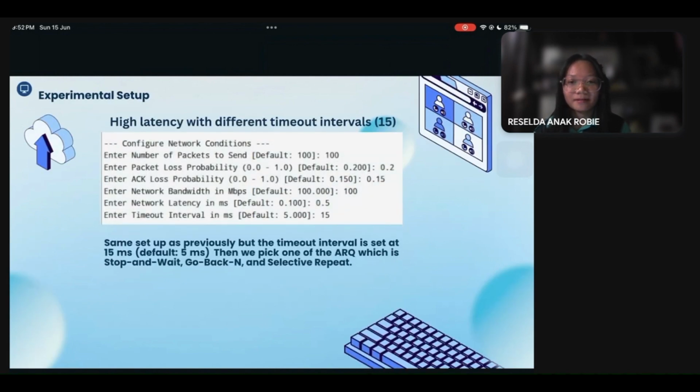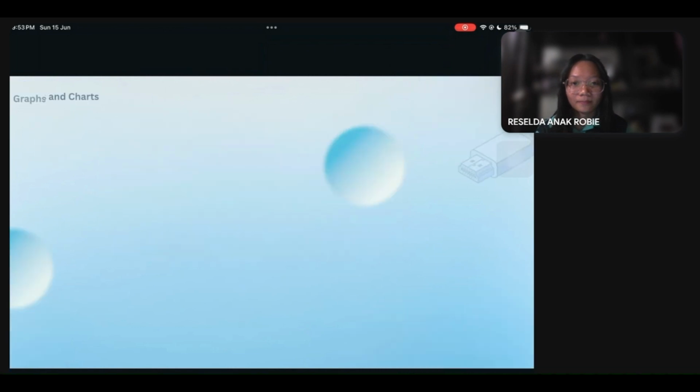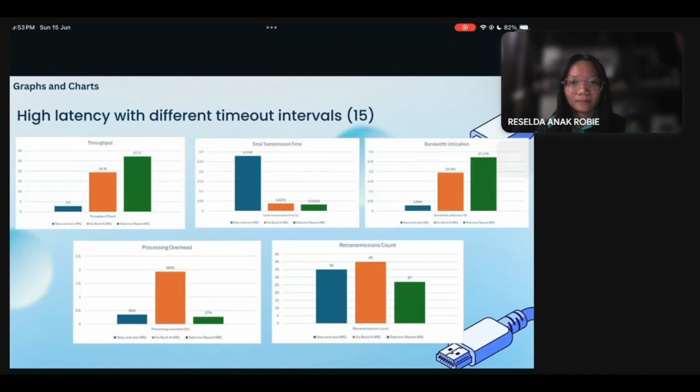Next is high latency with timeout interval 15. It is the same as the previous result, but the timeout interval is set at 15 milliseconds, and the default is 5 milliseconds. We also have 5 graphs for timeout interval 15.